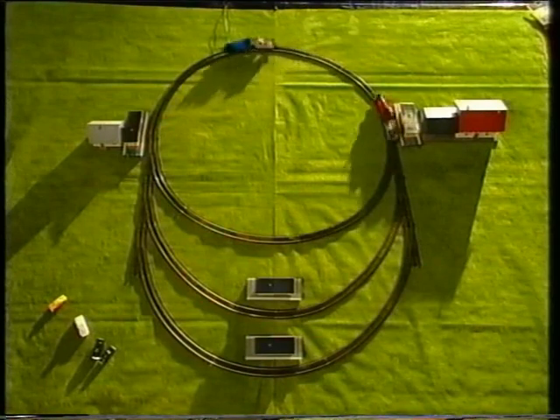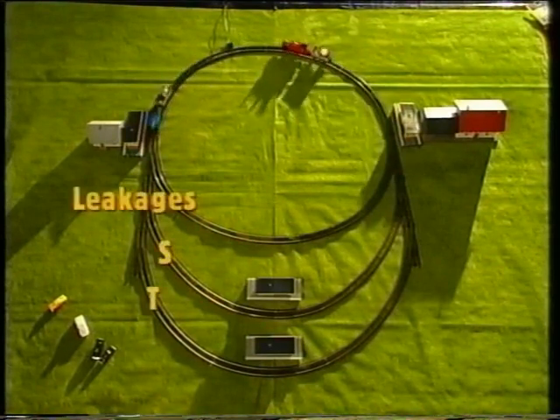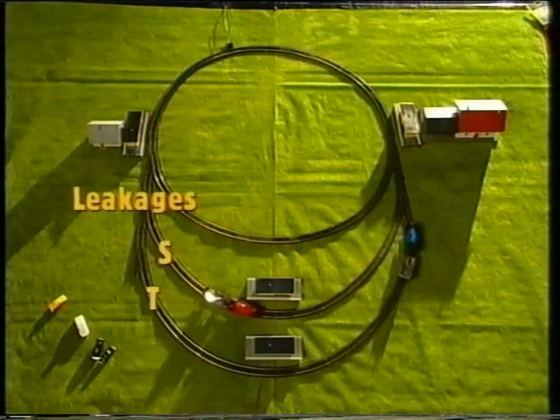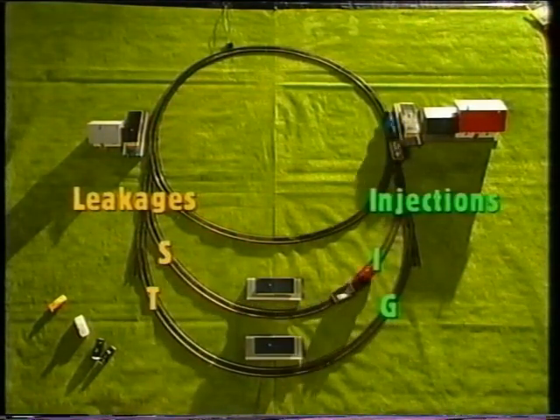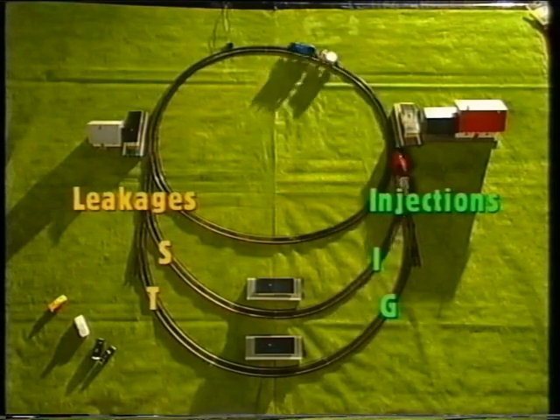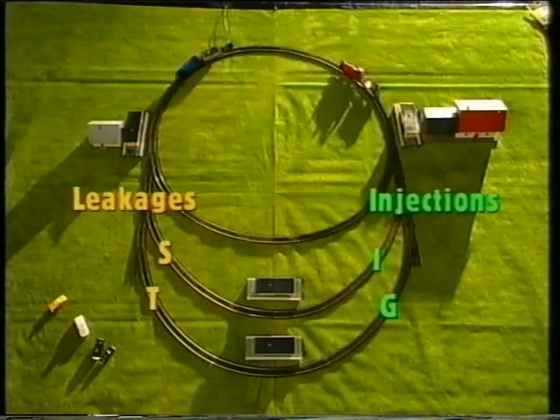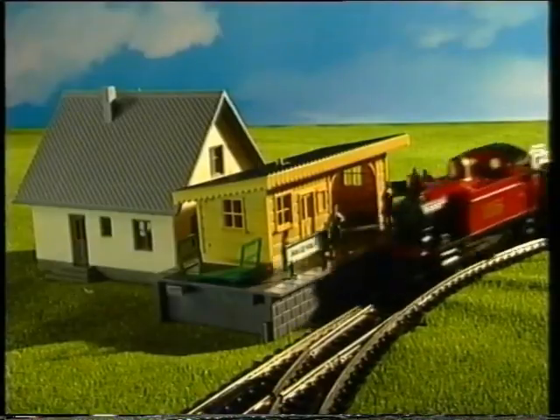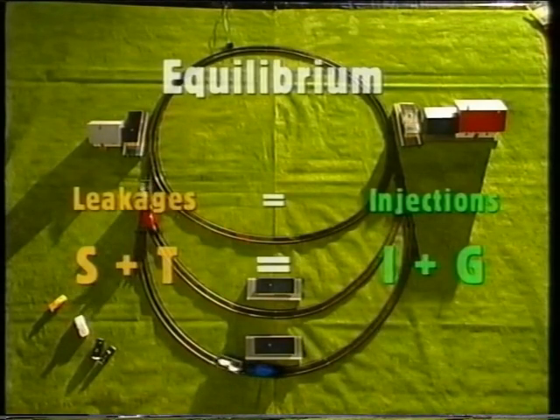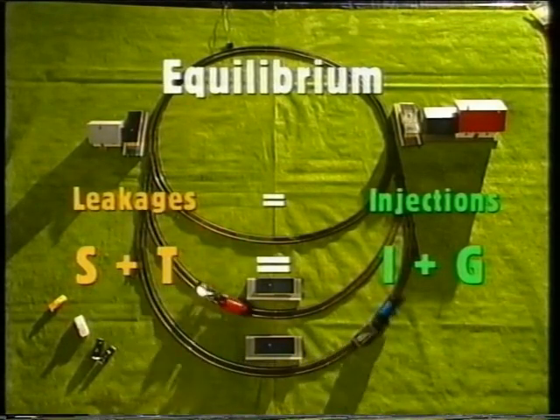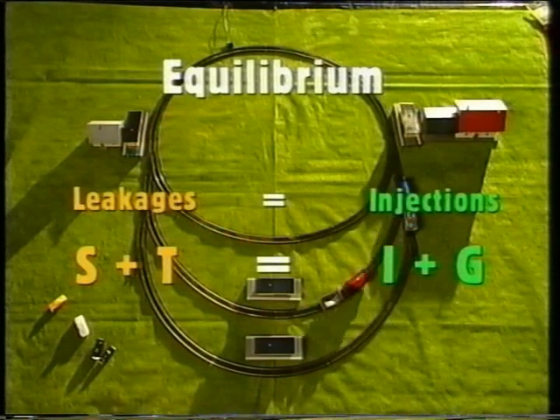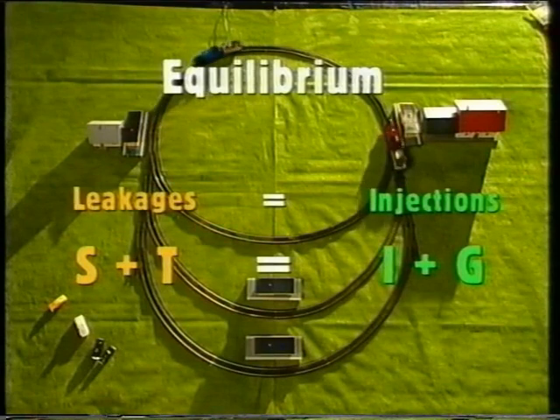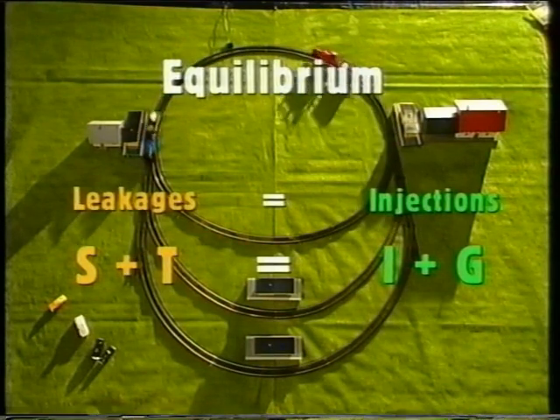In the four-sector model, there are two leakages from the circular flow: savings and taxation. There are also two injections: investment and government expenditure. As long as the amount of money flowing out of the economy is equal to the amount flowing in, the economy will be in equilibrium. So the economy is in equilibrium when savings plus taxation, the amount flowing out, is equal to investment plus government expenditure, the amount flowing in.